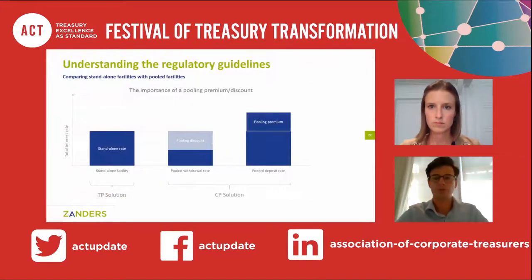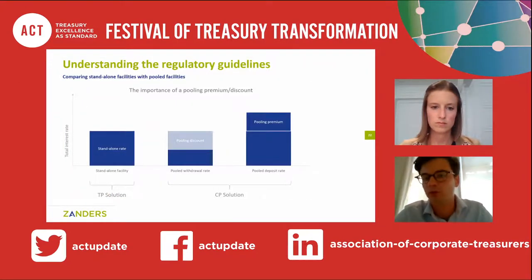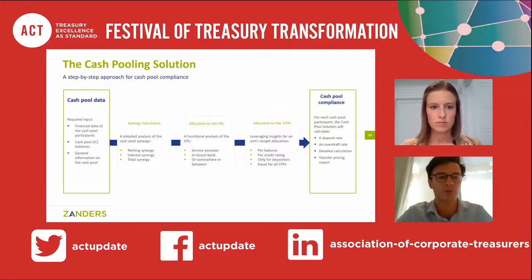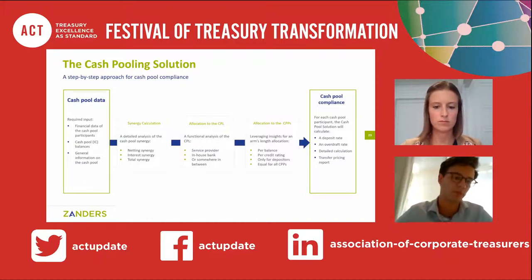If we then move with the presentation towards the next slide, we will start with the more procedural part that a corporate can follow in order to determine these cash pool benefits allocation into pooling discounts and premiums as shown on the previous slide. We will do so starting from cash pool data that you require towards compliance, overdraft, and deposit rates per participant in the pool.